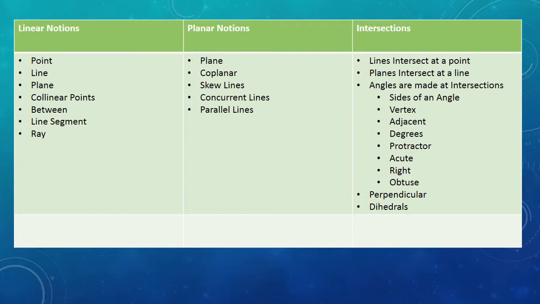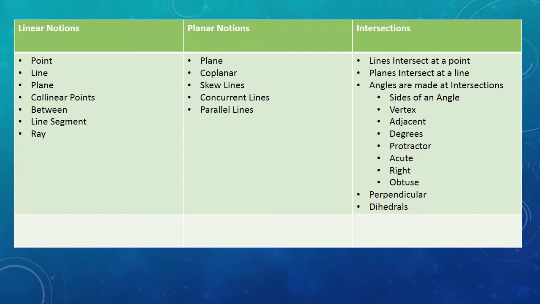With planar notions, you have things like planes, the concept of being coplanar, which means basically a line segment, ray, or point, a set of those within the same plane. You have this concept of skew lines. This is two sets of lines that will not intersect and are not contained within the same plane.